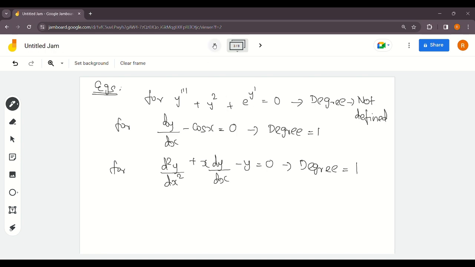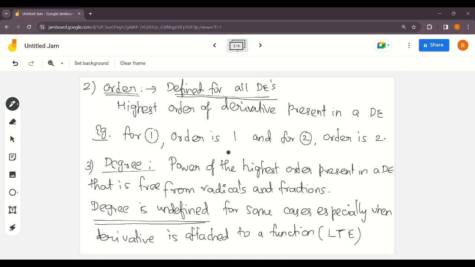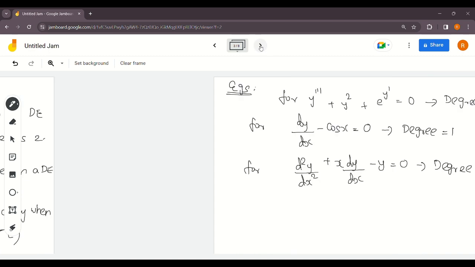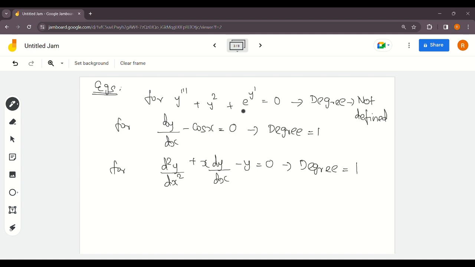So now what did I tell you? Here, degree is undefined for some cases, especially when the derivative is connected to a function containing logarithm, trigonometry or exponential. Now here you can see that this derivative y dash is connected to exponential. So degree is not defined.